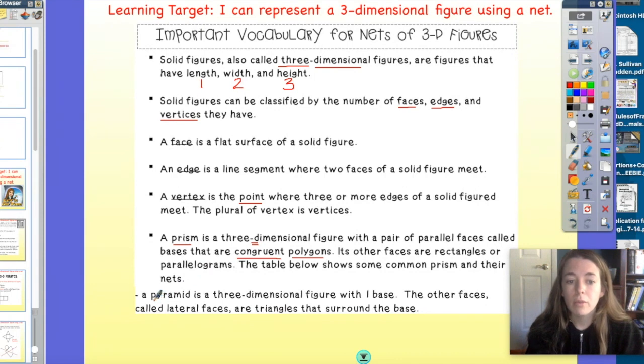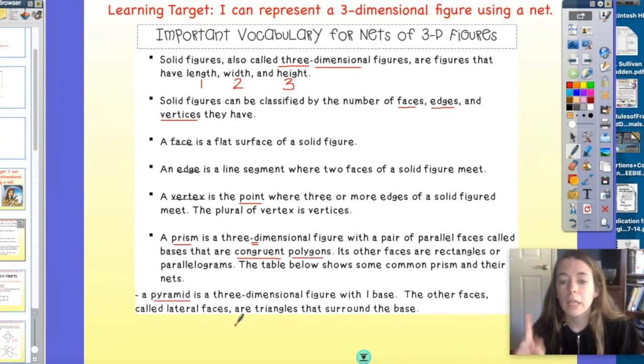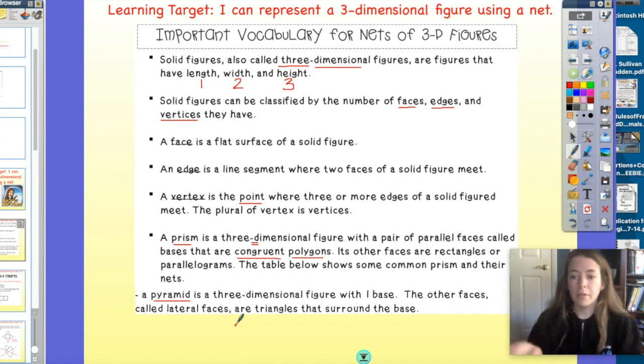The other type of 3D figure we're going to start to look at is called a pyramid. A pyramid only has one base. So kind of if you think of like social studies in Egypt, the bottom is a flat shape, and then surrounding the base are triangles.